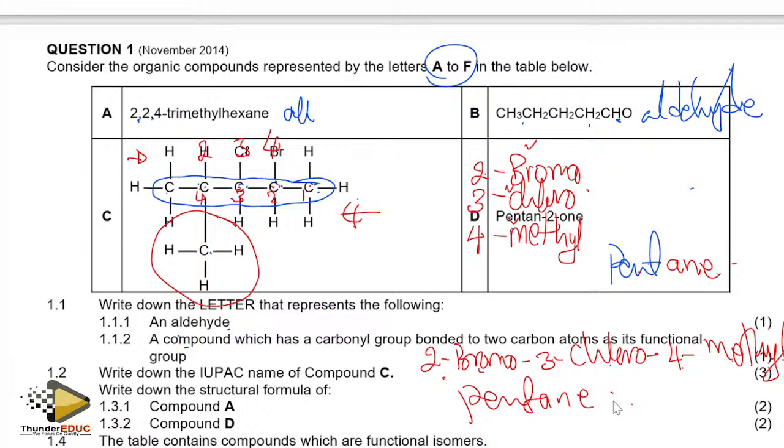Have you got it right? Did you get it right? Yes, if you got it right, let me know. Let me know if you practiced it and you got it right. Then it means that you are getting there. All right, let's go to the next question.